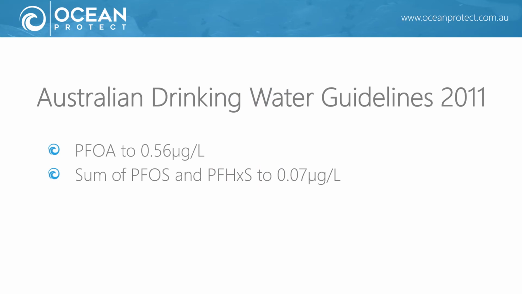By adapting the media inside Ocean Protect's radial flow treatment technology to target PFAS, we aim to treat contaminated stormwater down to the Australian Drinking Water Guidelines of 2011. As part of the Heads of EPA Australia and New Zealand's National Environment Management Plan for PFAS, these drinking water guidelines are referenced for the allowed leachable concentration of PFOA and the sum of PFOS and PFHxS in unlined landfills.